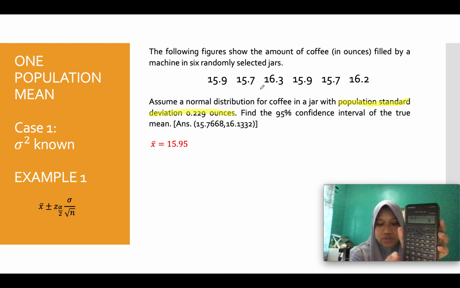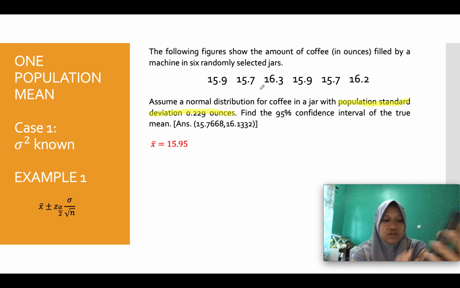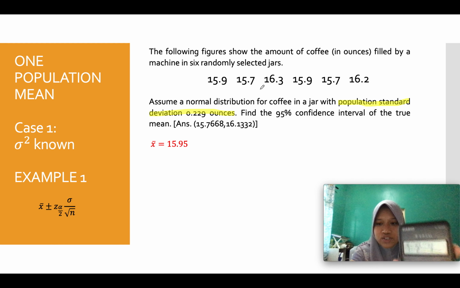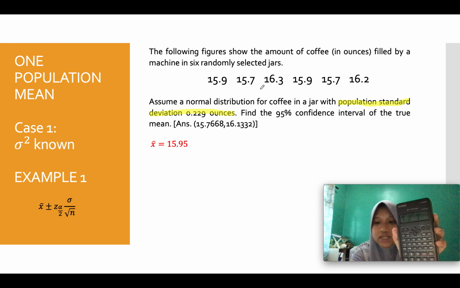So dah habis masuk, awak tekan Shift 2. So akan keluar lah. Kat sini kita ada X bar. Okay, yang kedua tu Sigma X and SX. Okay, first X bar tu adalah mean lah. Okay, yang kedua tu adalah dia punya value of population variance. Yang ketiga sample standard deviation. Yang kedua tu population standard deviation. Yang ketiga tu sample standard deviation.